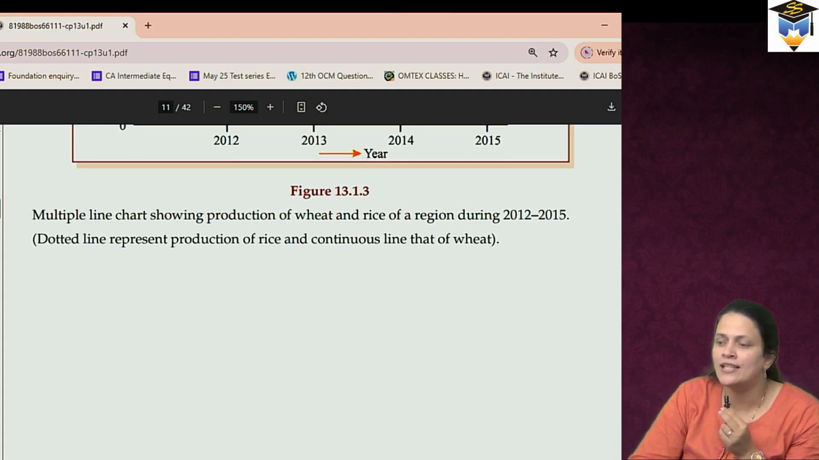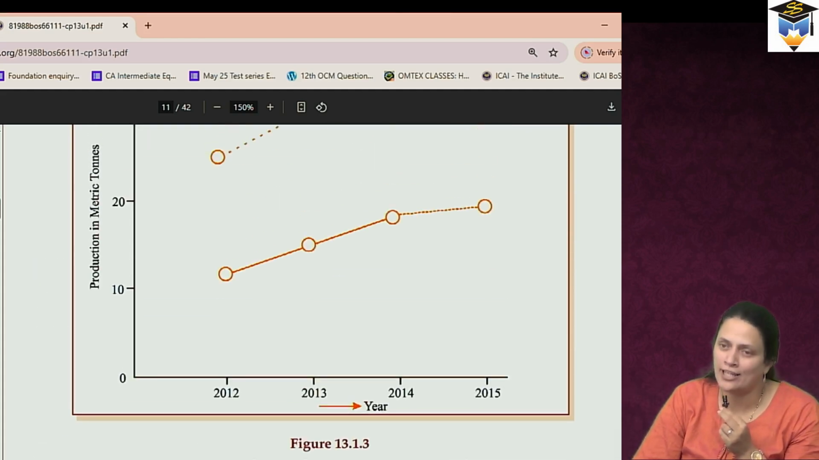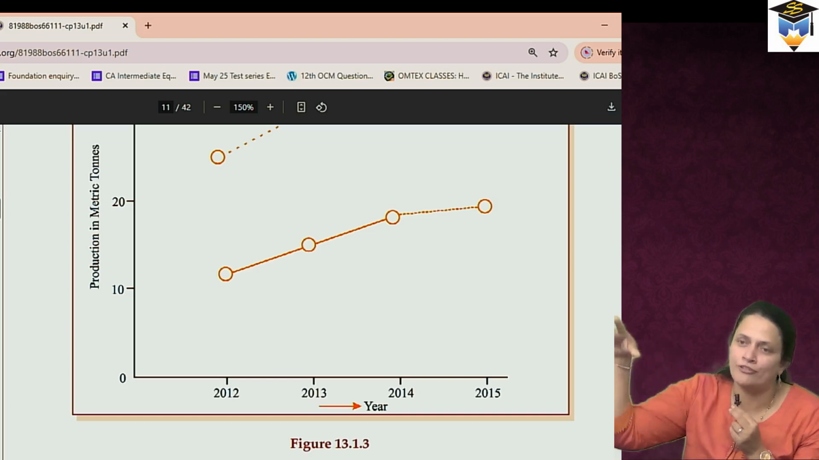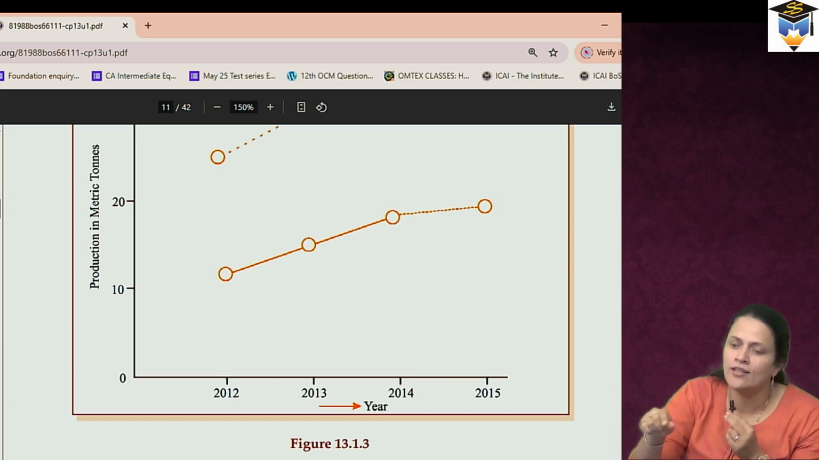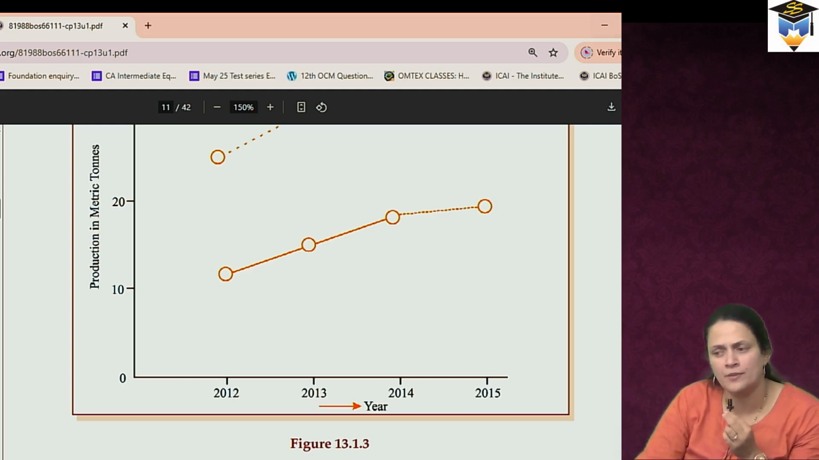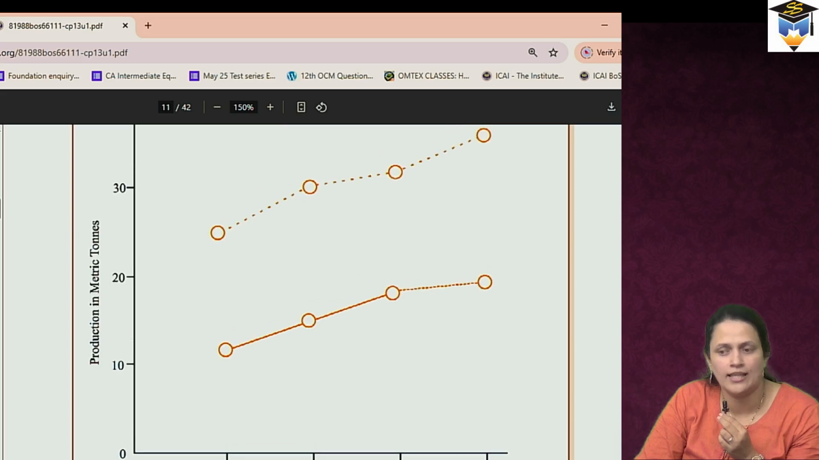म्हणजे काय? Basically जसं आपण double bar graph जसा काढतो when there are two different sets of data, इथे सुद्धा here multiple lines will represent multiple data that are available. Okay, understood?